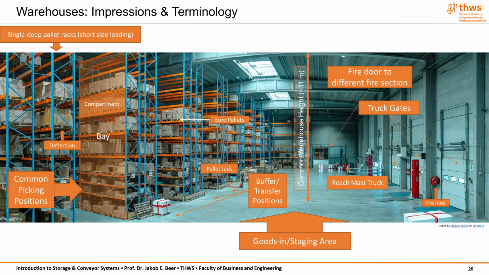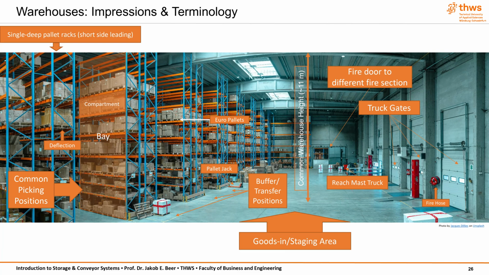These connections provide not only additional storage capacity, but also structural stability. By anchoring several bays together, the entire rack structure becomes more robust and capable of withstanding dynamic forces, for example, when pallets are loaded or retrieved by forklift trucks. Within each bay, you find what are typically called compartments. A compartment is one horizontal level or shelf within a bay.